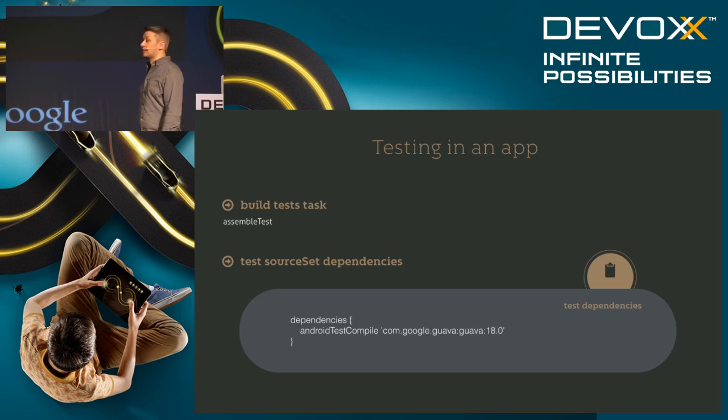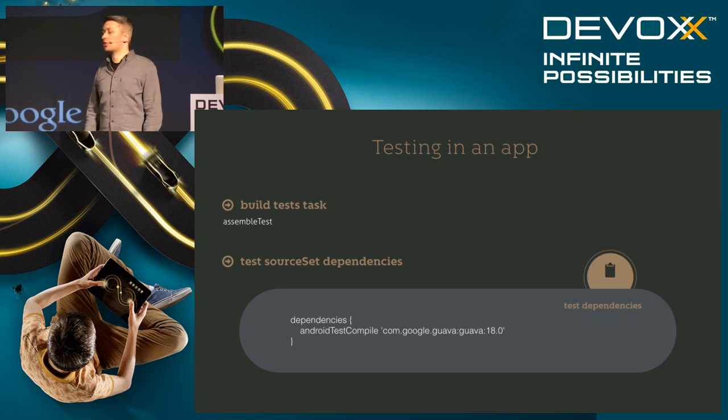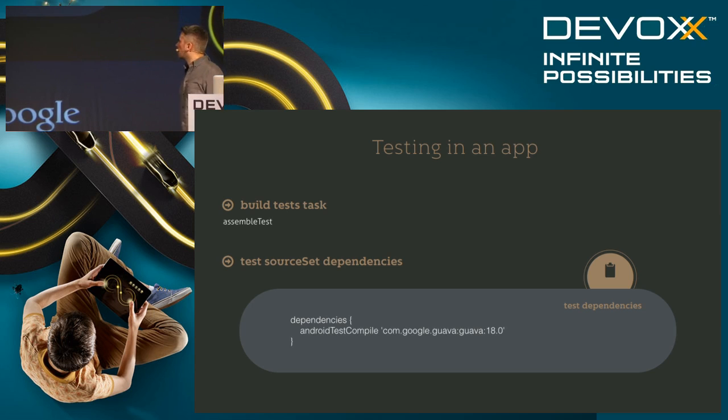I can nicely declare that this dependency is only going to be used for my test classes. So I have the Android test compile dependency. Until now, you've had the compile dependency scope. So you see that you can also add dependencies only for your tests.